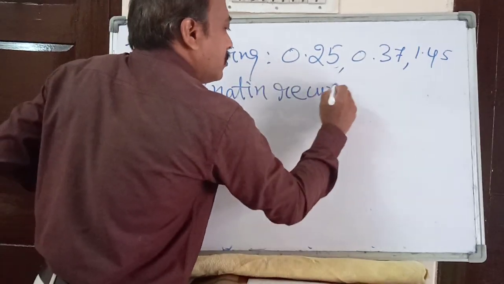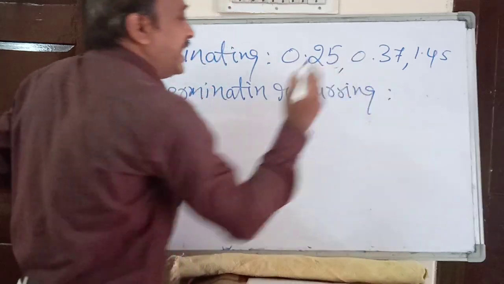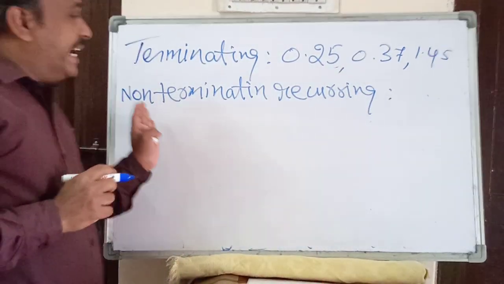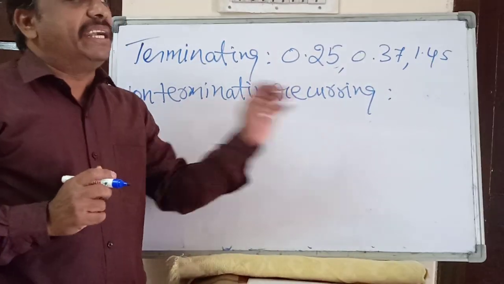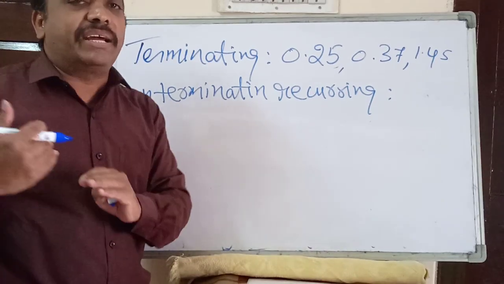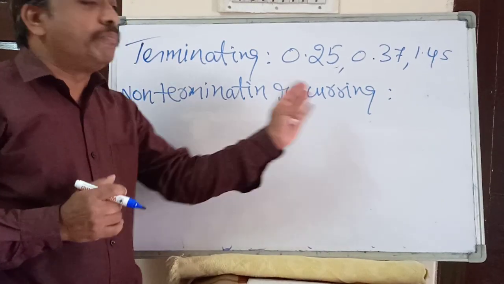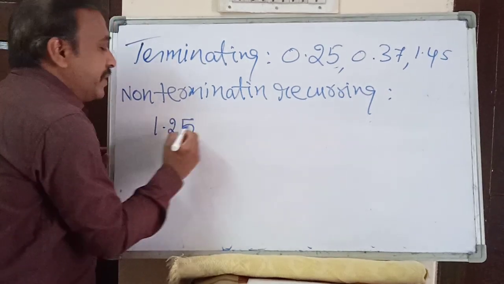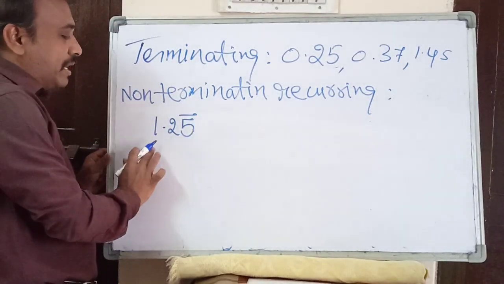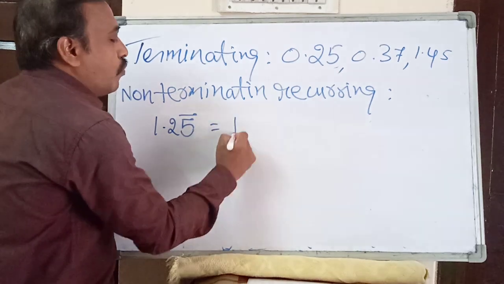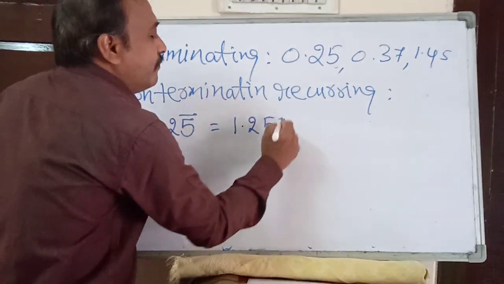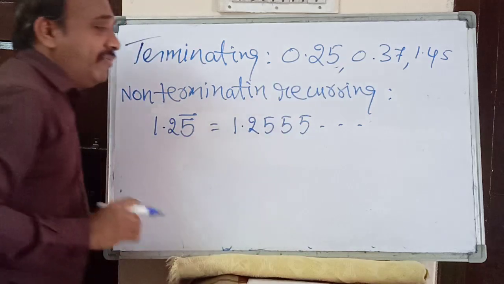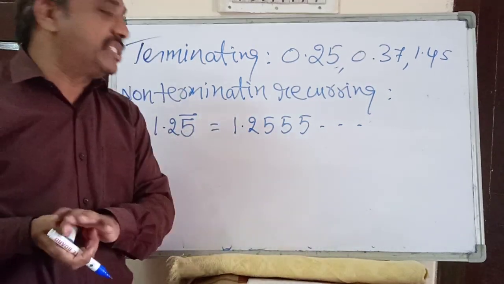Non-terminating recurring means it never ends, it never gives the remainder 0, and the division never ends, it will be repeating. A group of digits will be repeating. For example, 1.25 with the bar on 5, this means 1.2555. The digit 5 will be repeating in this decimal expansion.